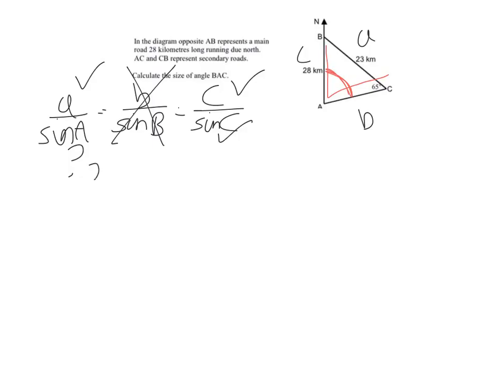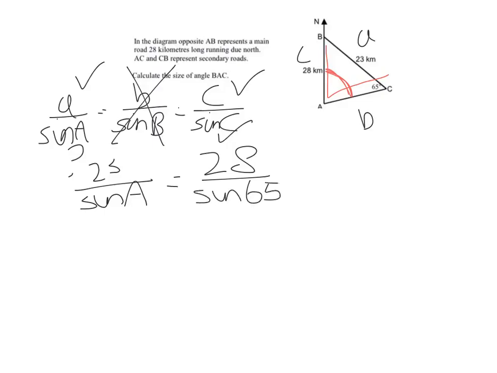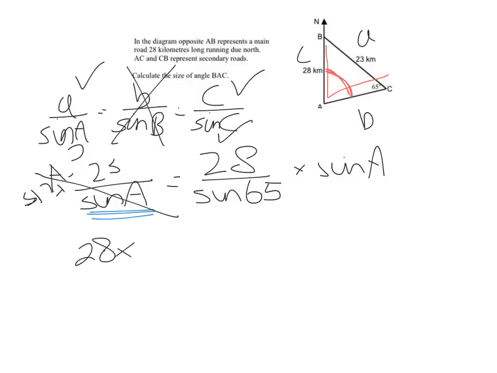Okay, so that means I have 23 over sine A, because A is what we're looking for, equals 28 over sine 65. Okay, again, recognising that sine A is on the bottom here, and that is not what we want. So first thing I'm going to do is multiply by sine A. Okay, and then by doing this, I can cancel sine A from here, and it's now here. So I now have 28 times sine A over sine 65 equals 23.